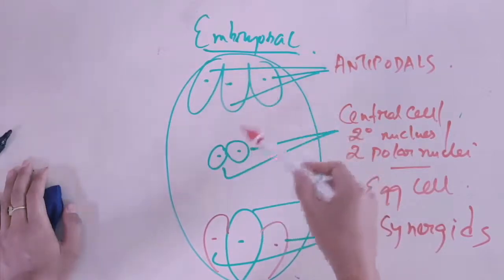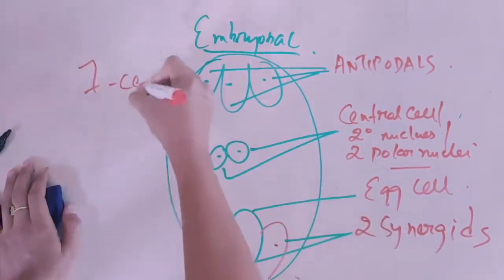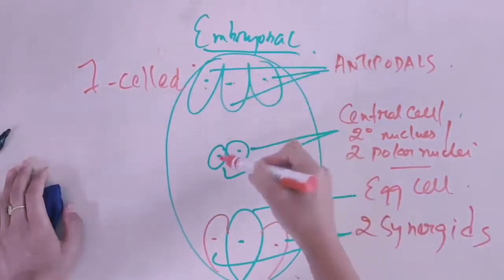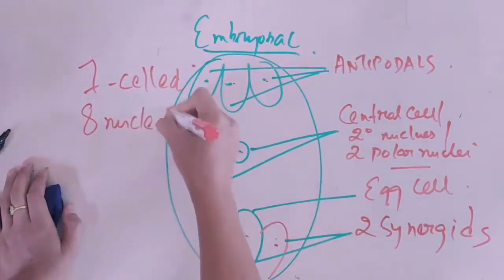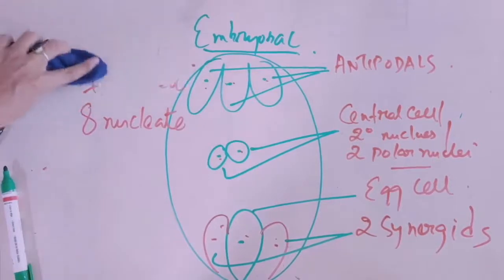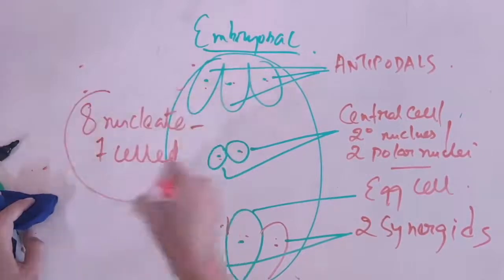Seven cells here, right or wrong? Seven cells. The embryo sac is nuclear: 1, 2, 3, 4, 5, 6, 7, 8. So we call it eight nucleate, seven celled. A typical angiosperm embryo sac at maturity is eight nucleate, seven celled. So this is important.